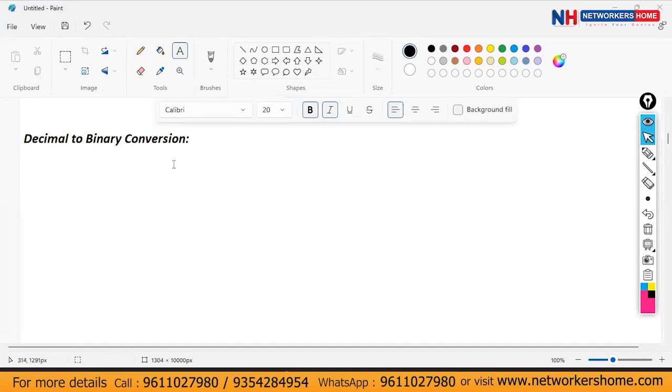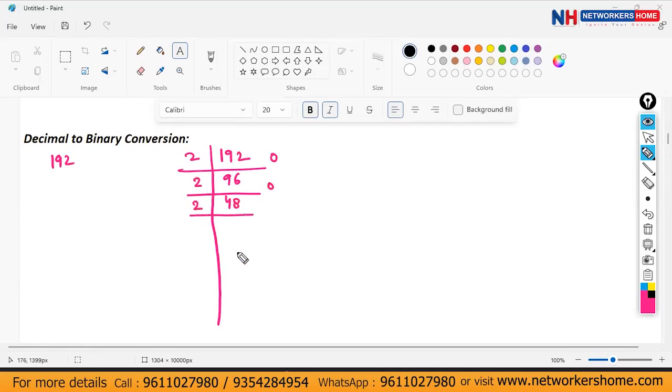See here, for decimal to binary conversion, let's say I want to convert the number 192 to binary. All I have to do is keep dividing by 2. If I divide it by 2, what will be the value? 96. Is there any remainder? No. So I will write 0. Again divide, 48. Any remainder? No. Again 0. Again divide with 2, 24, no remainder. Again divide with 2, 12, no remainder. Again divide with 2, 6, no remainder. Divide with 2, 3, no remainder. What about now? There is one remainder, and again divide with 2. It will go 0 times and the remainder will be 1. Now we have reached the end.